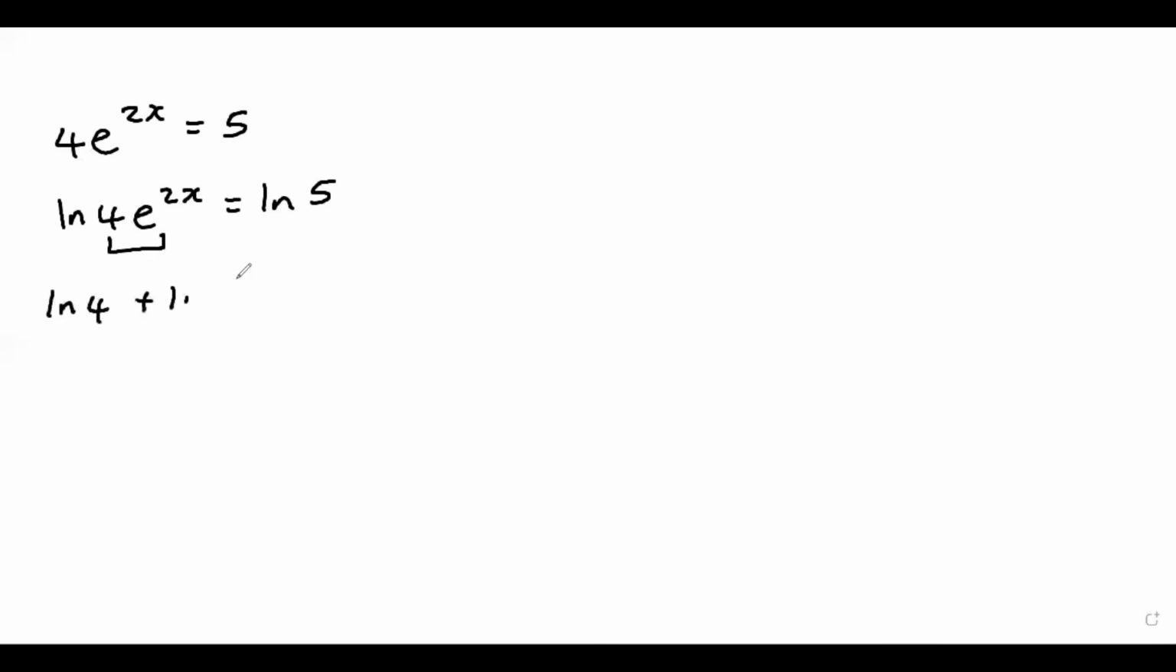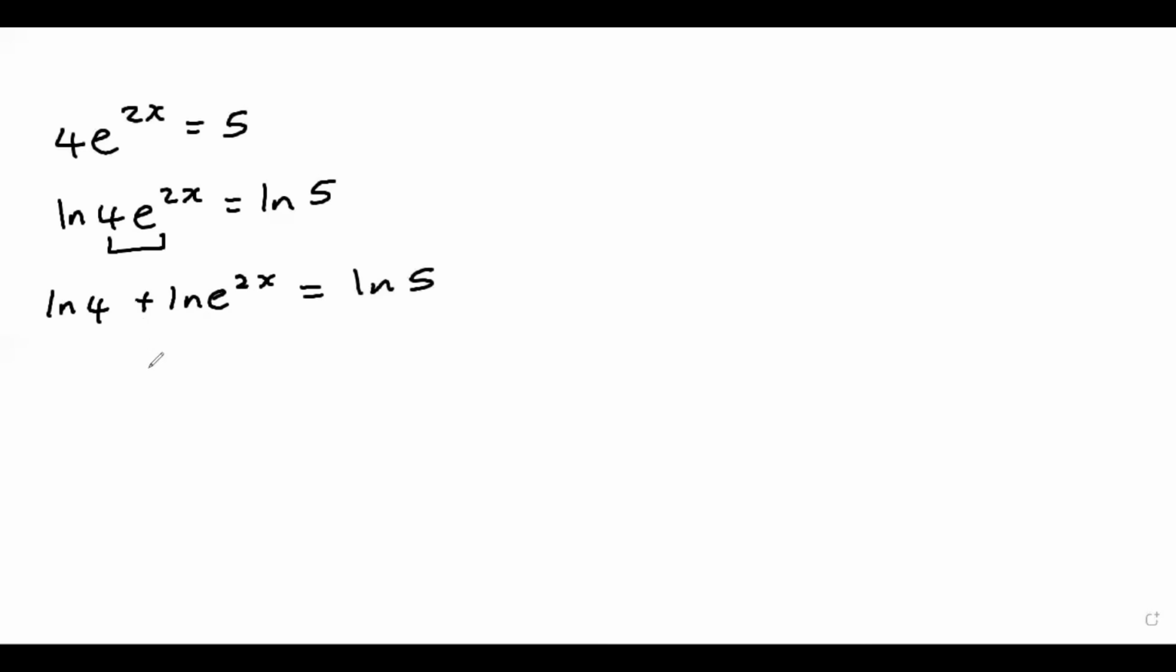Another example, let's say we have 4e to the 2x equal to 5. Now because we have e, whenever you see e, you always think to use the natural log, which is ln. So instead of logging both sides, we're going to ln both sides. So we have ln 4e to the 2x equal ln 5. Here you realize that this is a product of two things, 4 times e to the 2x. Because we're doing a product, that means we have ln 4 plus ln e to the 2x being equal to ln 5.